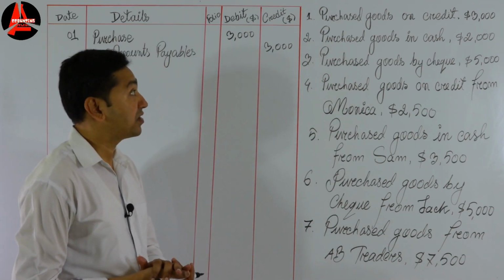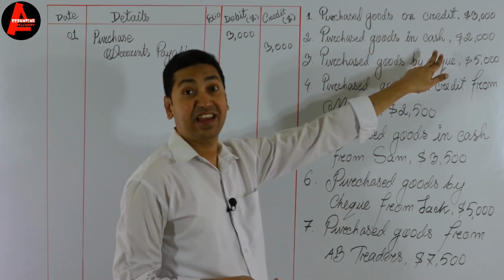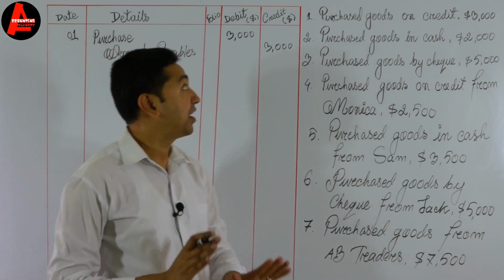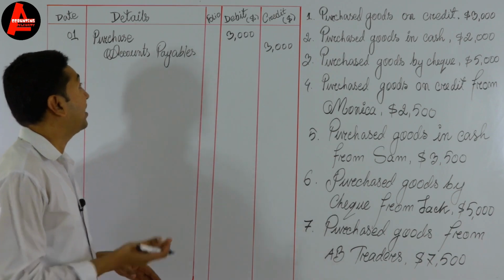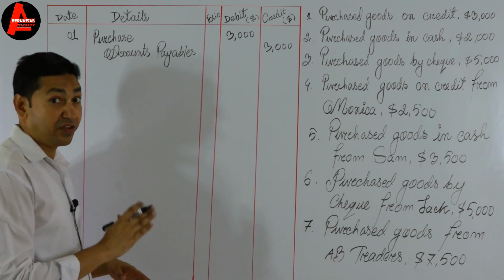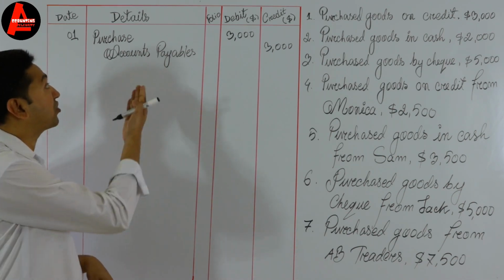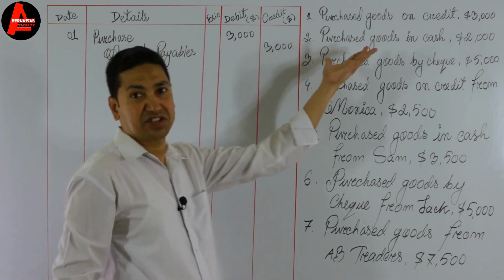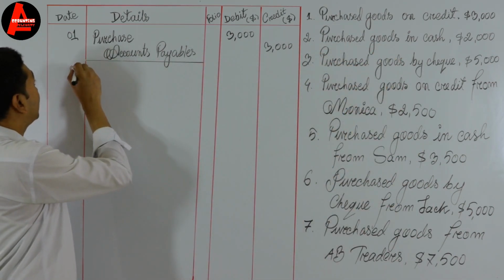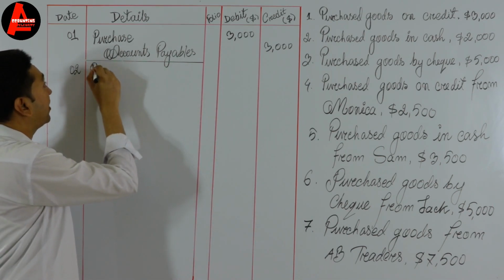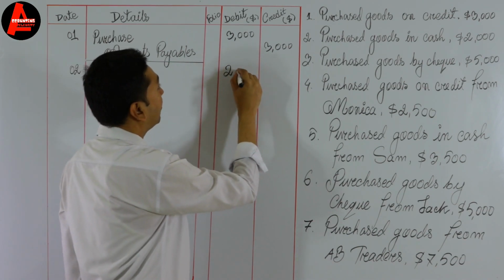Next one is purchase goods in cash. Same thing, purchase is an expense, it must be debited. In this transaction I didn't write the narration, short notes, but you can write short notes here. Number 2, purchase to be debited, same thing. How much is it? $2,000. So let us write $2,000.